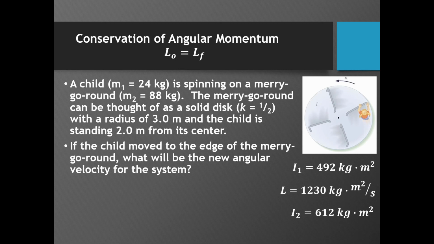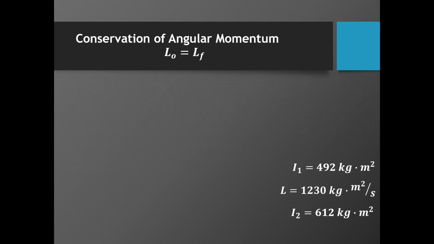So we got our moment of inertia before, our moment of inertia after, but the angular momentum is going to stay the same. So let's start plugging this in. We got the initial angular momentum is going to be equal to the final angular momentum. So the angular momentum initially was 1230. So we plug that in. That's going to be equal to our new moment of inertia times angular velocity. So the 612 times the final angular velocity the second time.